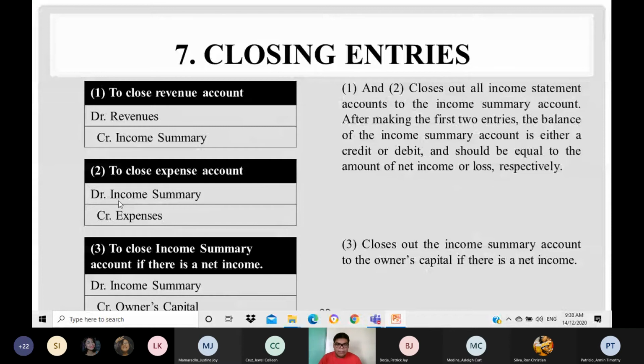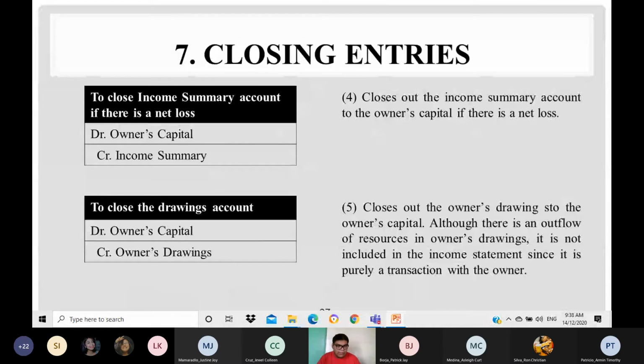To close the income summary account, if there is a net income, then debit income summary and credit to owner's capital. Pag may net loss naman doon sa income summary, baliktad. No? Debit naman si owner's capital. So, una the owner. No? Debit owner's capital, credit to income summary. And then for the drawings, debit owner's capital and credit owner's drawings.